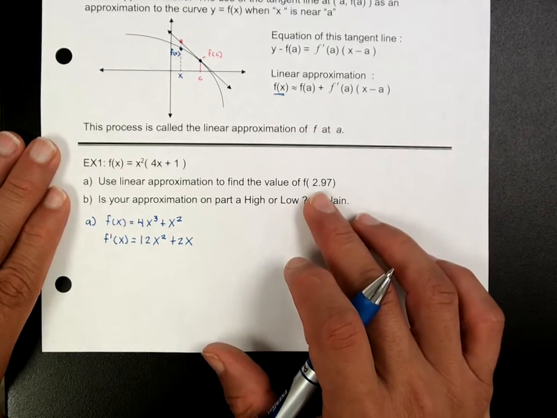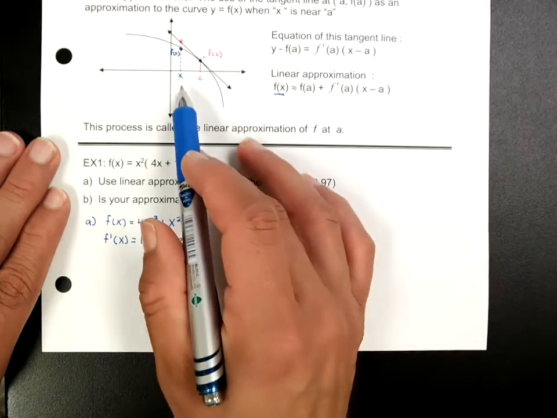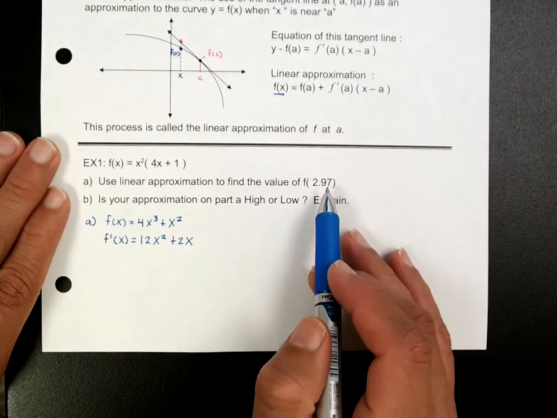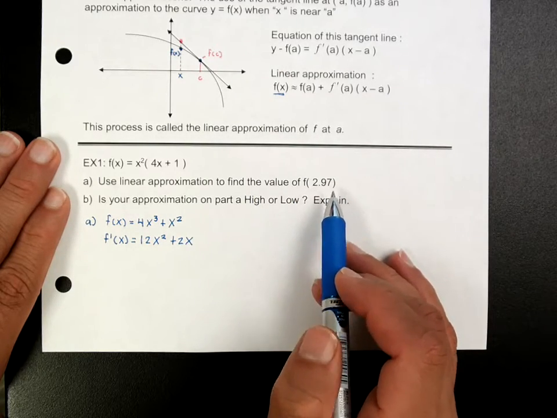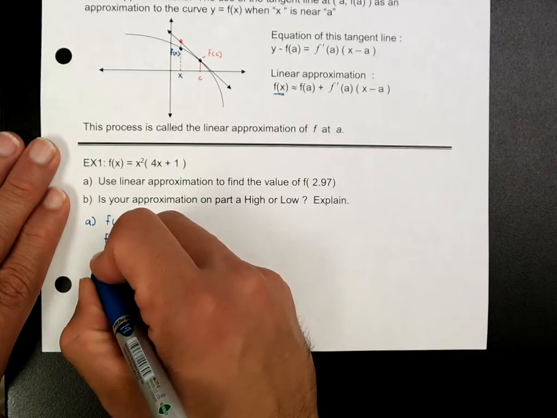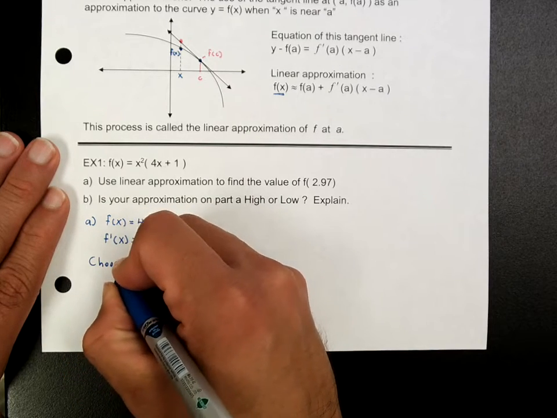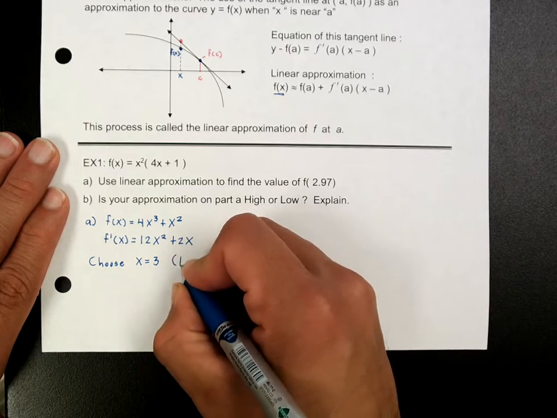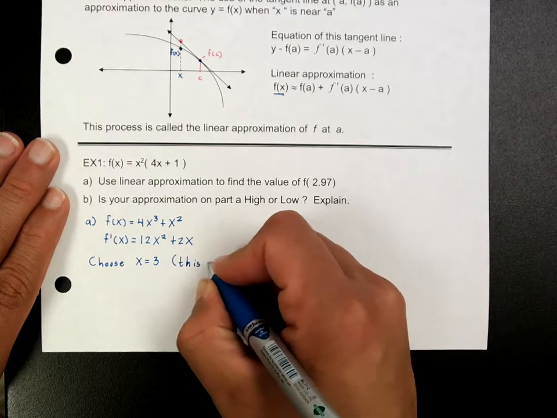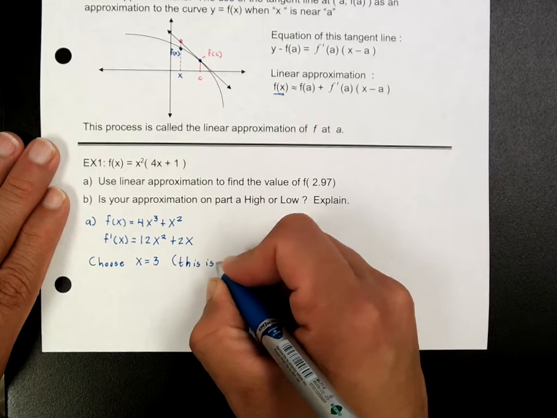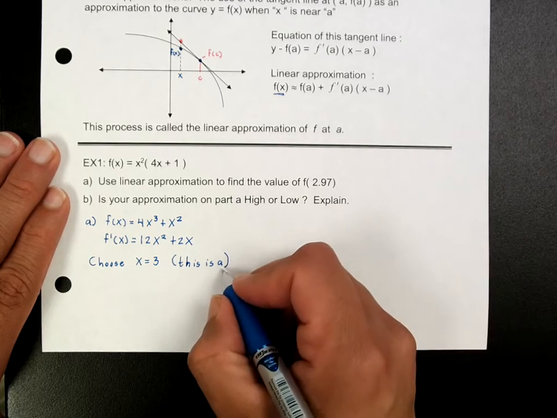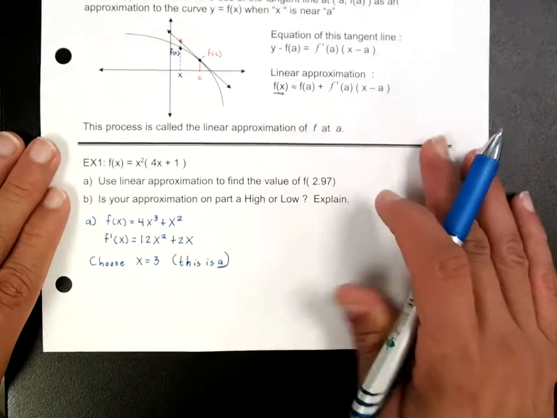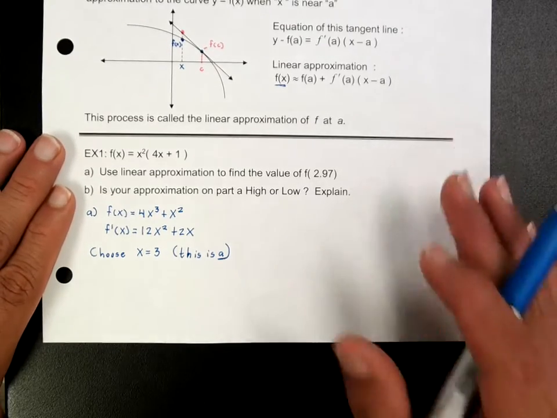I'm not going to choose 2.97 because this kind of thing makes it difficult. Instead, I'm going to choose a point that's really close to 2.97. In this case, I'm going to choose 3. Again, just choose a point that's close. This is the a value that you see in this formula, basically. So I'm going to choose 3, and now I'm going to find the equation of the line.